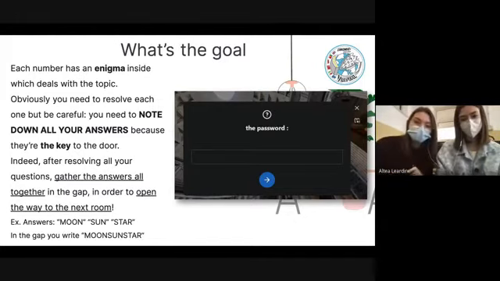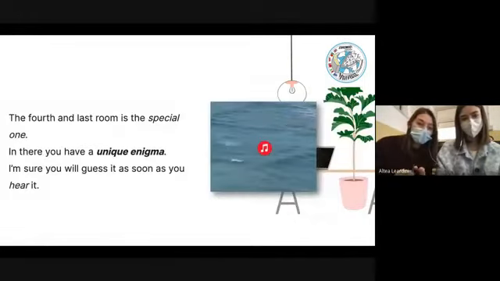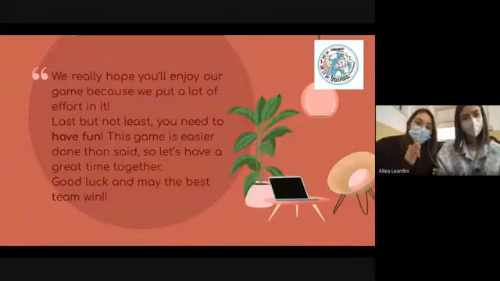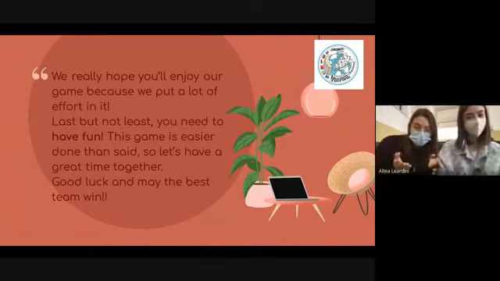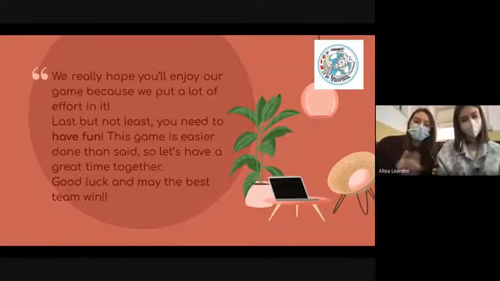This is important. Then the fourth and last room is the special one. In there you have a unique enigma. I'm sure you will guess it as soon as you hear it. Well, we really hope you will enjoy our game because we put a lot of effort into it. Last but not least, you need to have fun. This game is easier done than said, so let's have a great time together. Good luck and may the best team win.